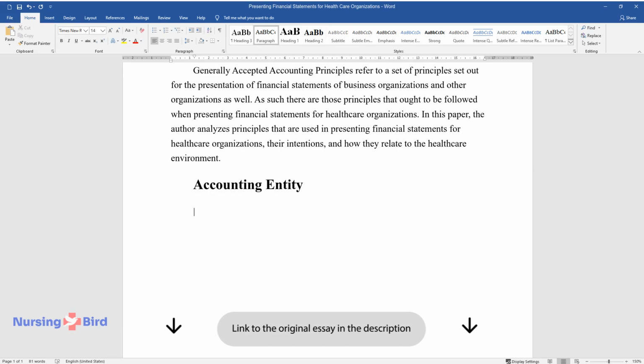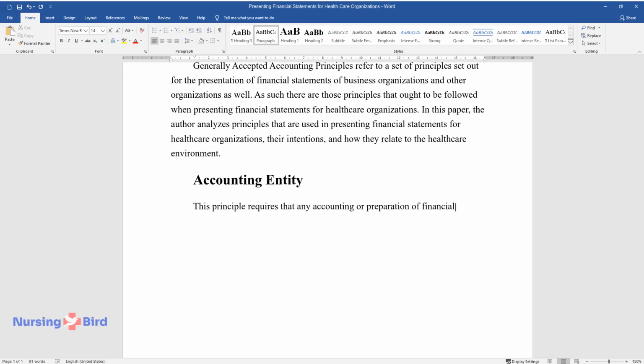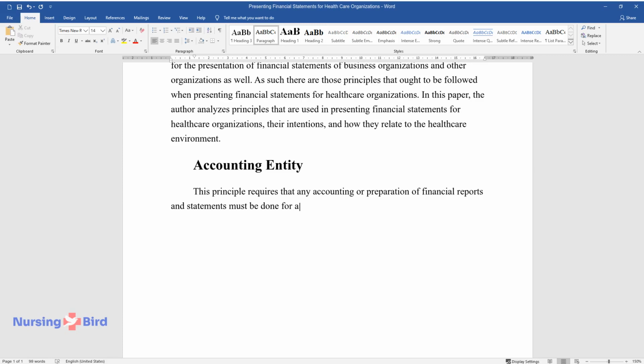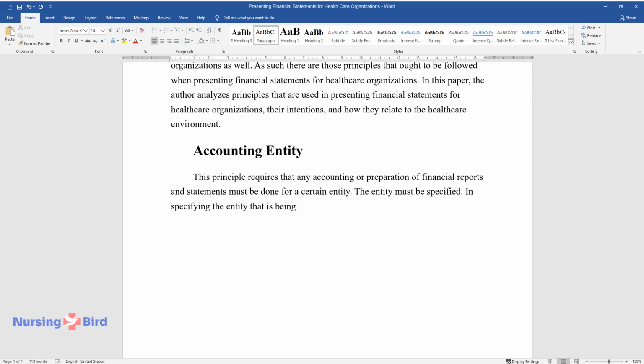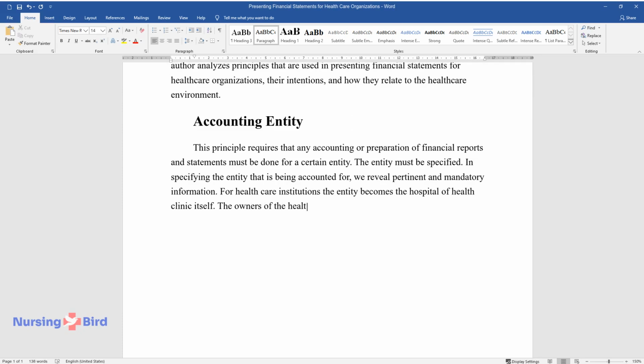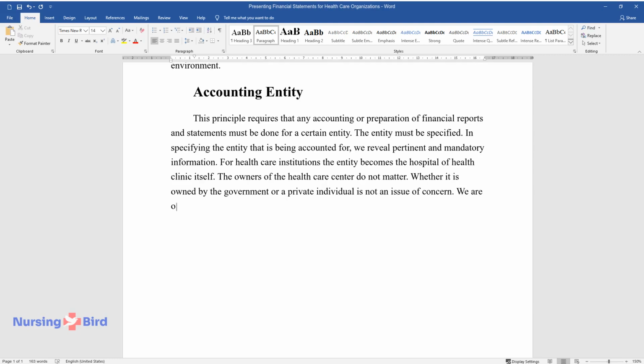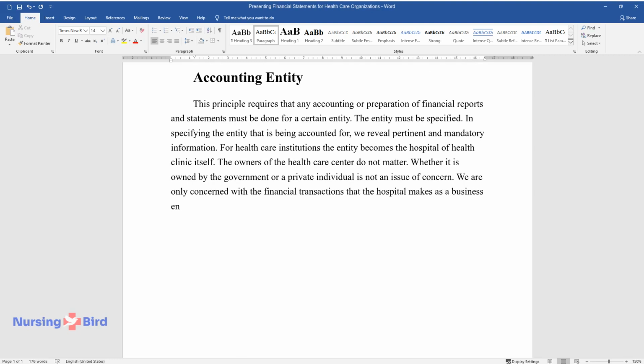Accounting entity. This principle requires that any accounting or preparation of financial reports and statements must be done for a certain entity. The entity must be specified. In specifying the entity that is being accounted for, we reveal pertinent and mandatory information. For healthcare institutions, the entity becomes the hospital or health clinic itself. The owners of the healthcare center do not matter. Whether it is owned by the government or a private individual is not an issue of concern. We are only concerned with the financial transactions that the hospital makes as a business entity.